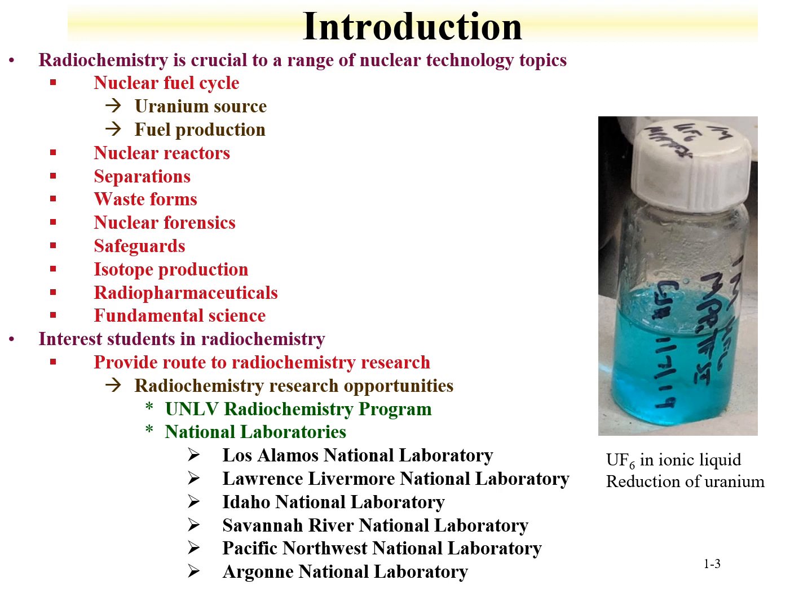An example of some ongoing research in the UNLV radiochemistry laboratories is shown here. This solution is an ionic liquid. Uranium hexafluoride has been introduced into the ionic liquid. The uranium undergoes reduction, forming uranium-5 and uranium-4 compounds. Some unique capabilities of the UNLV radiochemistry program allow the studies with uranium hexafluoride. It is very unusual for a university to have this capability.